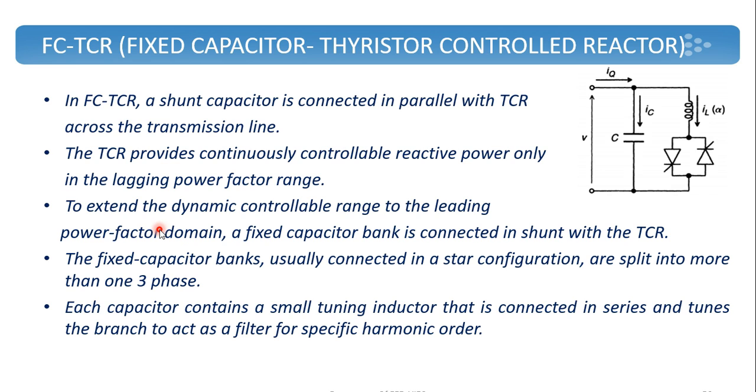To extend the dynamic controllable range to the leading power factor domain, a fixed capacitor bank is connected in shunt with the thyristor controlled reactor. So this part will compensate only lagging power factor. In order to extend the range to leading power factor, this capacitor is also added in parallel with the thyristor controlled reactor.